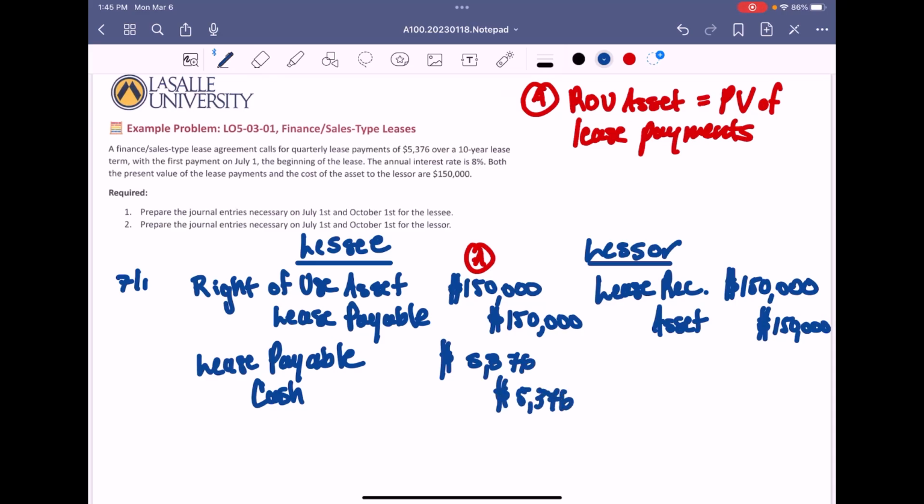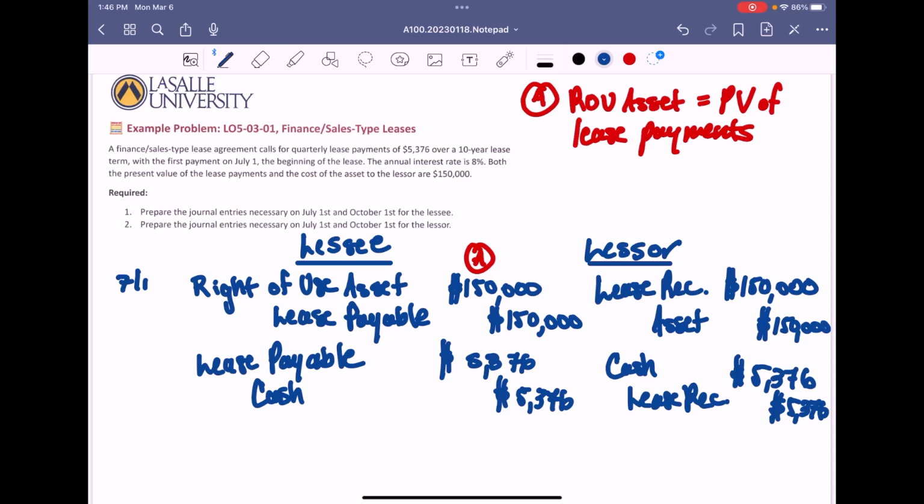And then on the lessor side, the lessor is going to receive the cash and reduce the receivable for the same amount, $5,376. Easy enough. All right. So the next step here is to record the entries for October 1st.